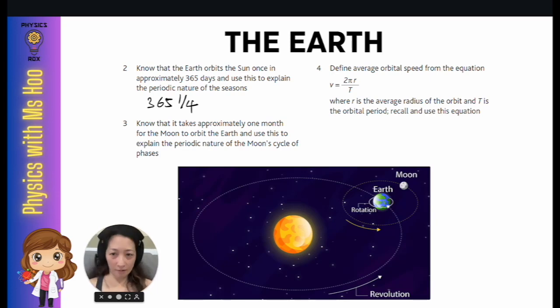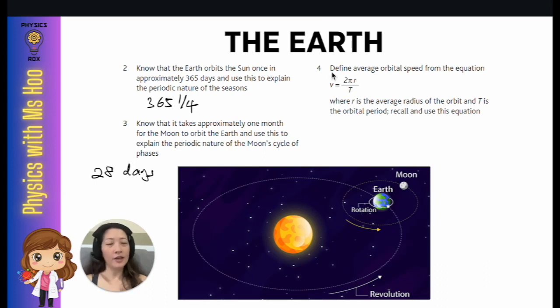You also need to know that the Moon takes about 1 month to orbit the Earth, and 1 month is approximately 28 days. So you need to know about the moon cycle of phases, which starts with the new moon, then you've got the waxing crescent, the half moon, waxing gibbous, full moon, waning gibbous, another waning half moon, and then the waning crescent back to new moon. So we're not going to go through the moon cycle right now in detail, just reminding you that this is what you need to know.